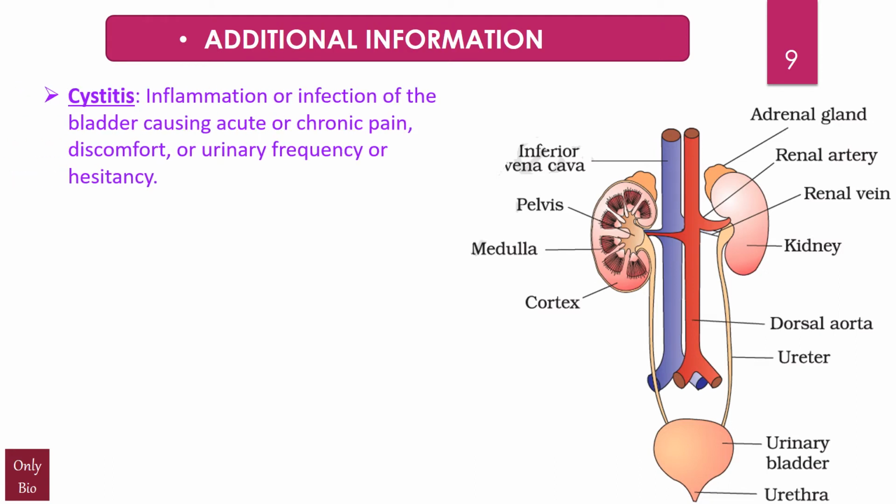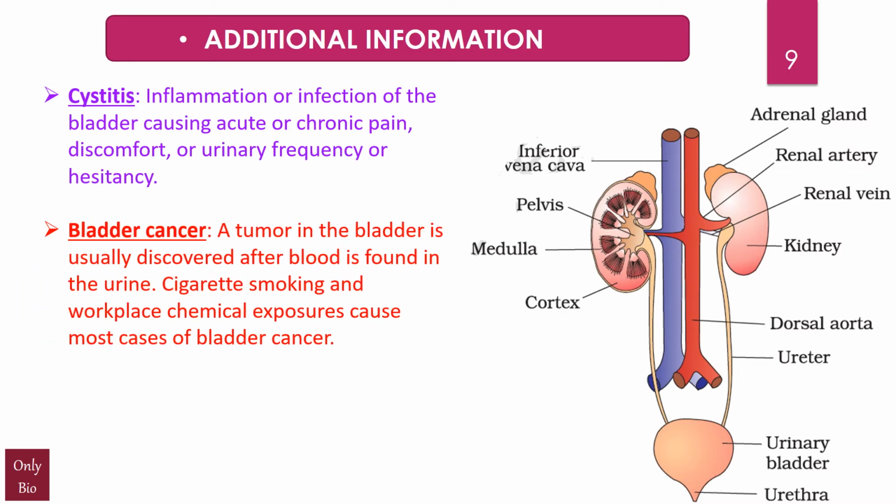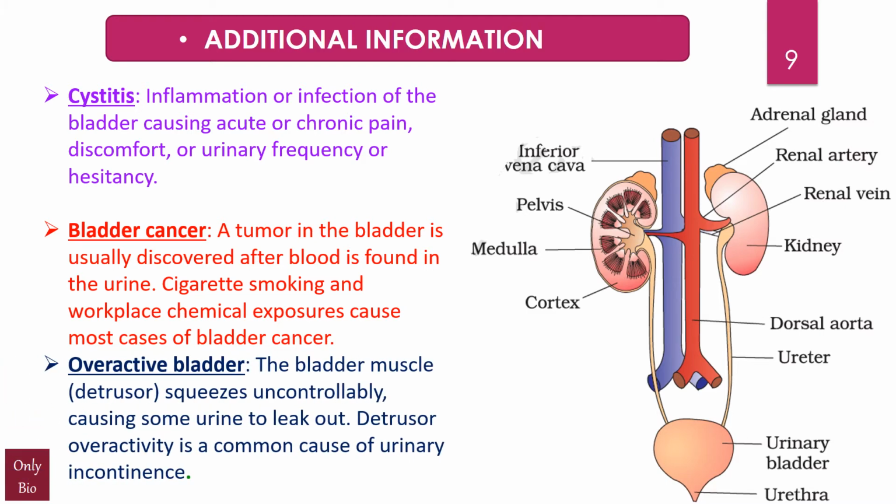Now let's have some additional information about the urinary bladder. Friends, cystitis: it's the inflammation or infection of the bladder causing acute or chronic pain or discomfort, urinary frequency or hesitancy. Bladder cancer: a tumor in the bladder is usually discovered after blood is found in the urine. Cigarette smoking and workplace chemical exposures cause most cases of bladder cancer.